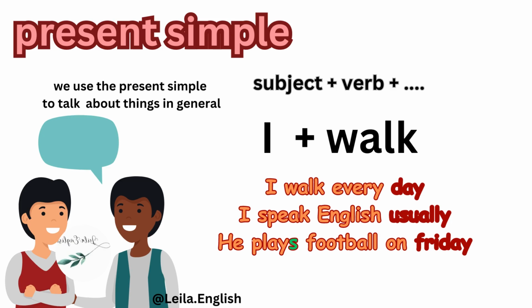Formal present simple: subject plus verb plus s. Example: I plus walk, I walk. I walk every day. I plus verb: I plus speak. Speak is the verb. He plays. He is the subject, plays is the verb.